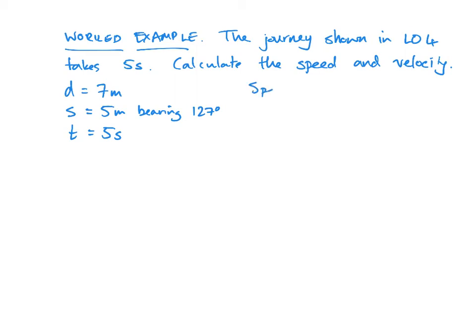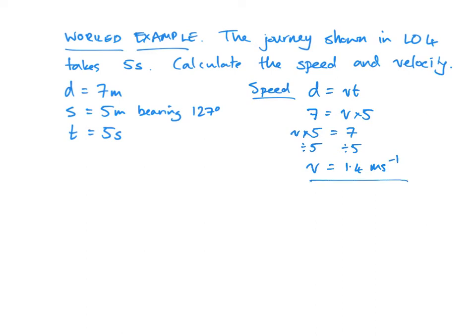So to calculate the speed, right, we're going to use the d equals vt formula. Substitute that d is 7, v is what we're trying to work out, and t is 5. Rearrange, I'll just swap sides to start with. Divide both sides by 5. And we get that the speed then is 1.4. And our units there, m s to the minus 1, meters per second.